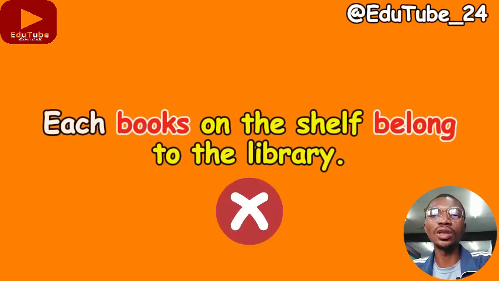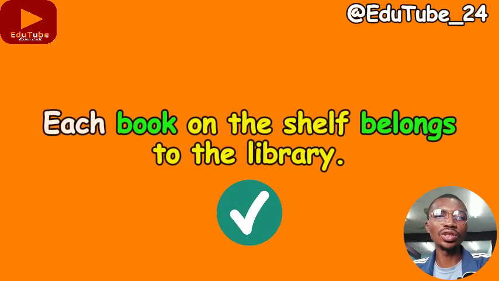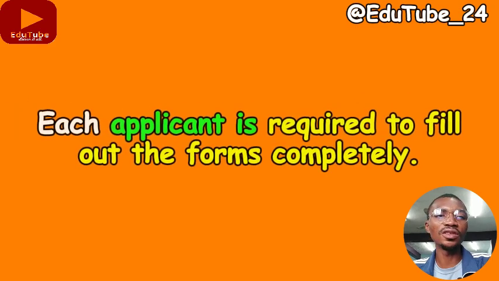It would be wrong to say "each book on the shelf belong to the library," because in actual sense, each book means each of the books. That means one book on the shelf belongs to the library. So: each book on the shelf belongs to the library. And then we have the third example, which says: each applicant is required to fill out the forms completely.